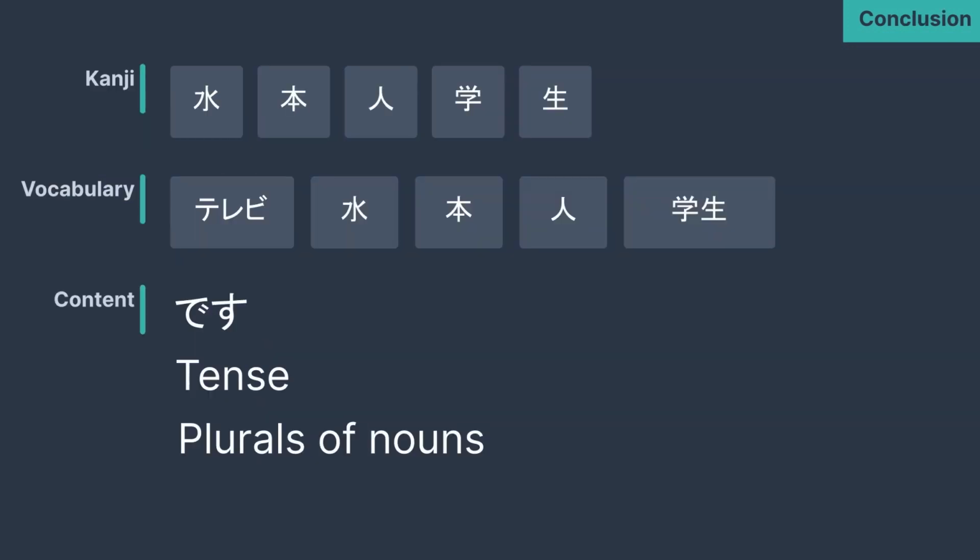In this lesson, we learned 5 new kanji: water, book, person, study, and life. 5 new words: テレビ, 水, 本, 人, and 学生. We learned how to form basic sentences using desu, the different types of tense for the verb to be in Japanese and how it differs to English, and the concept of singular and plural nouns in Japanese. In the next lesson, we will learn about Japanese particles, the subjects and topics of sentences, and how to explicitly state the topic of a sentence using the wa particle.